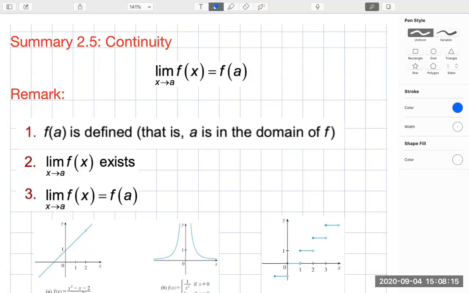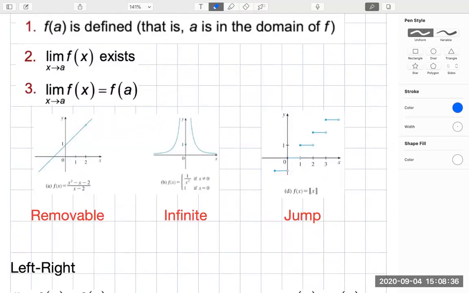Some of the remarks are, first, f of a should be defined. Second, the limit of the function when x approaches a should exist. And the third one, the limit of that function when x approaches a should be exactly f of a. So there are some discontinuity concepts.